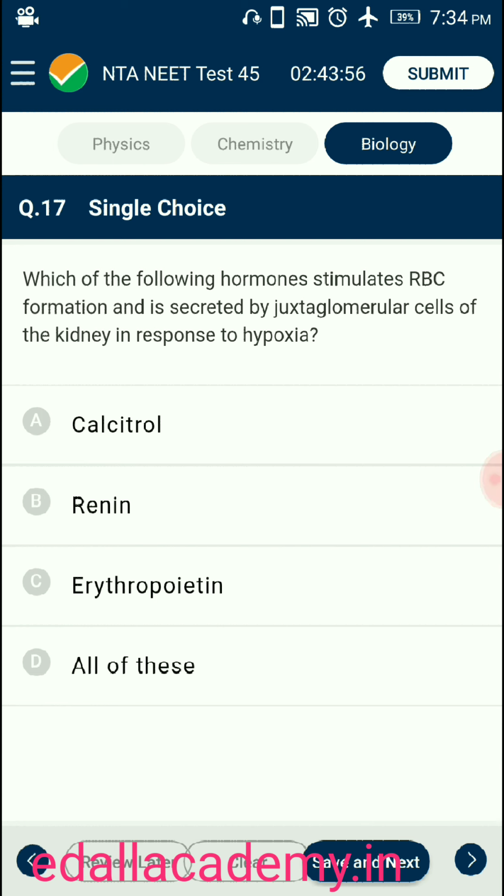Question number 17. Which of the following hormones stimulates RBC formation and is secreted by juxtaglomerular cells of the kidney in response to hypoxia? The interstitial pericytes present in the cortex of the kidney produce erythropoietin, generally called EPO, in response to hypoxia. This stimulates the production of red blood cells in the bone marrow. So the answer for this question is option C, erythropoietin.